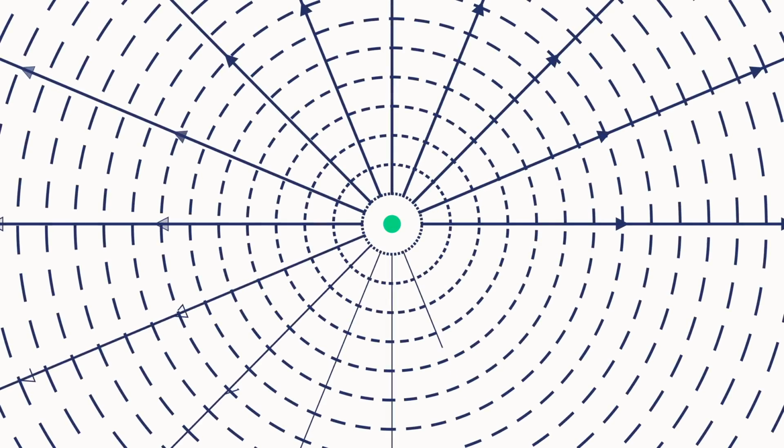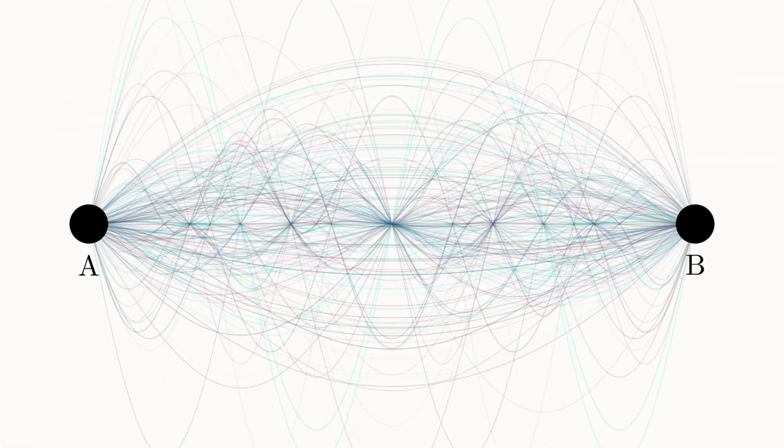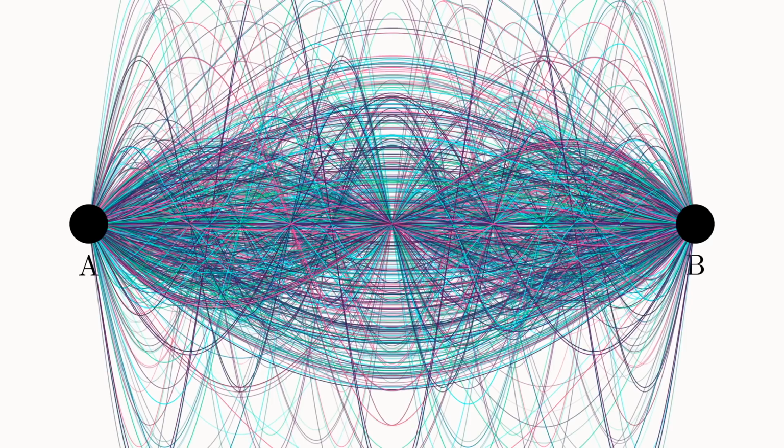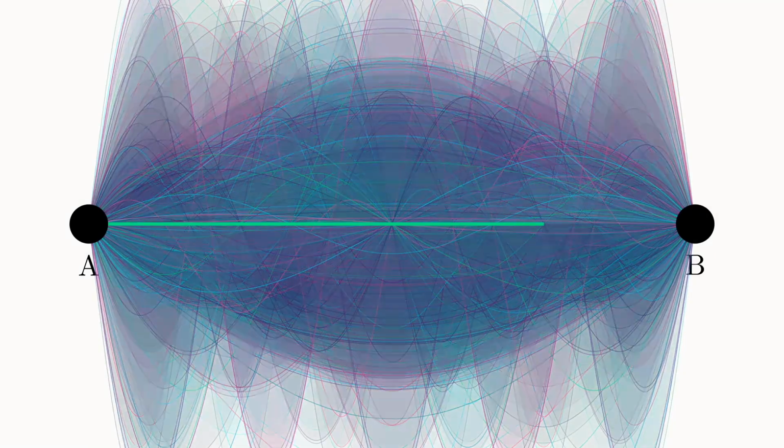You can represent a particle's motion through either waves or trajectories. And this is 1,000 different ways a particle can potentially go from point A to point B. But the path it always takes is this one.